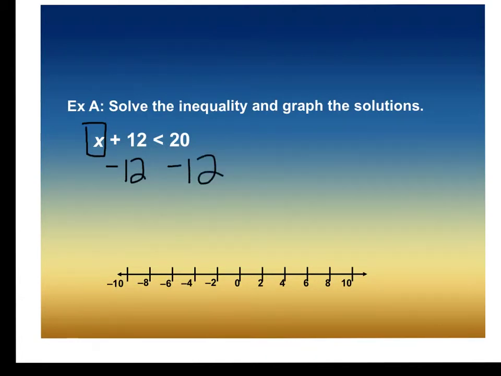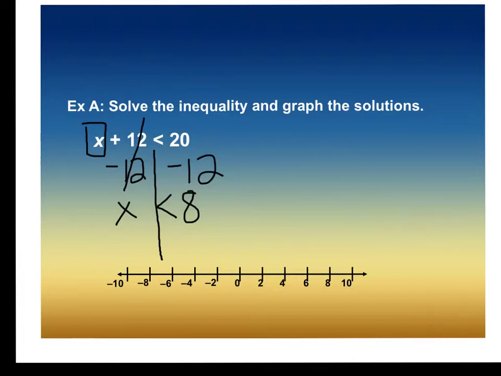You can also still draw a line down the inequality sign if that helps to keep your sides different. Here, the 12s cancel out to be 0, and we just get x, which is going to be less than, notice how I kept the same inequality symbol, less than 8. So x represents any value that is less than 8.